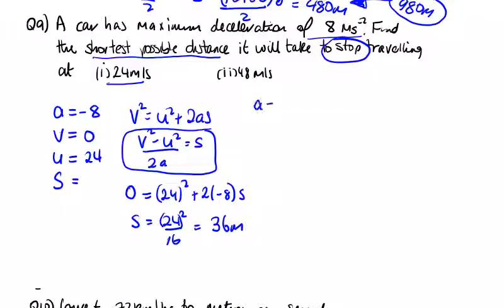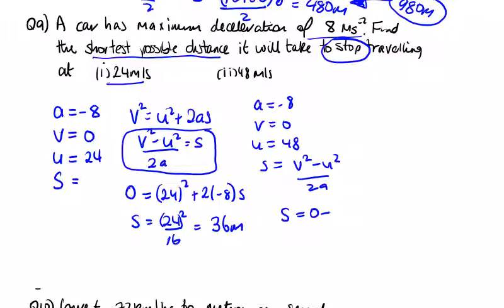For my 48, a is equal to -8, v is equal to 0, u is equal to 48, and s is equal to, if you want to use this one, v squared minus u squared over 2a. So s is equal to 0.